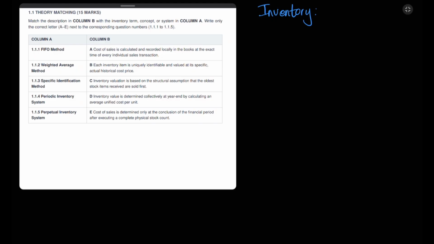In today's lesson, we'll learn the FIFO method, and let's start with 1.1 theory matching. Match the description in column B with the inventory term or concept or system in column A. Write only the correct letter. We have the answer space next to the corresponding question numbers 1.1.1 to 1.1.5.